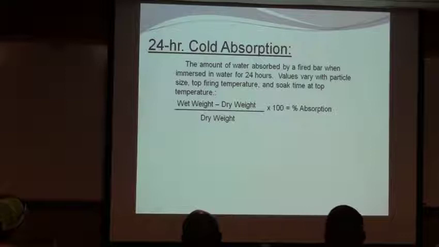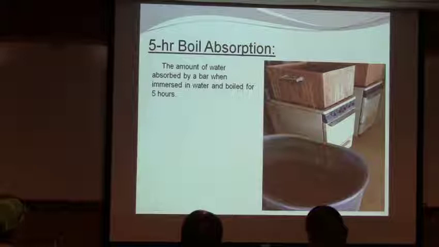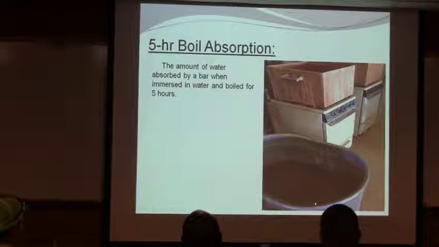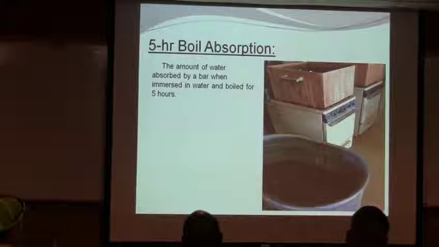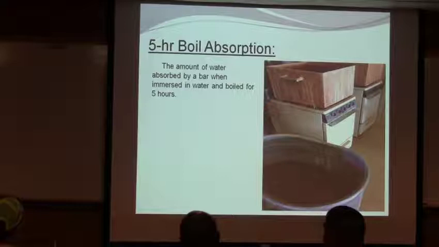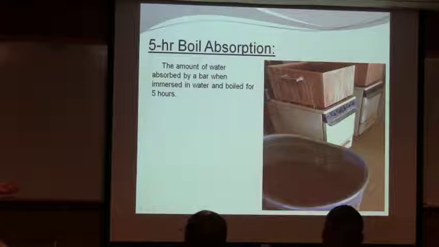Then you'll also do the 5-hour boil. That's just a little picture of our really fancy high-tech setup there, which is basically a big tub of water with brick in the bottom of it. You can kind of see it down there. There's some bars down there. And then our old-fashioned stove with a metal pot with water in there that we boil it in. The 5-hour boil is the same thing. You take the bar after the 24-hour, you put it in the water on the stove, turn the thing on. Once it gets to boiling, let it boil for 5 hours, turn it off, let it sit overnight, weigh it up the next day.